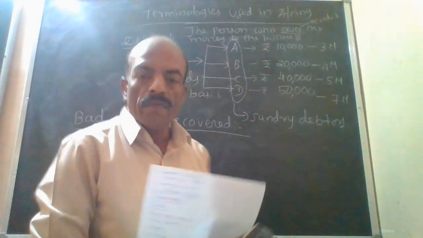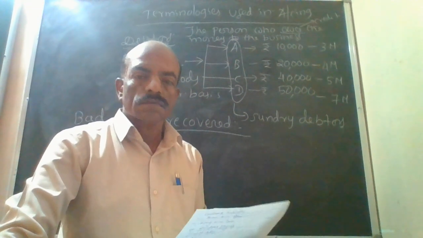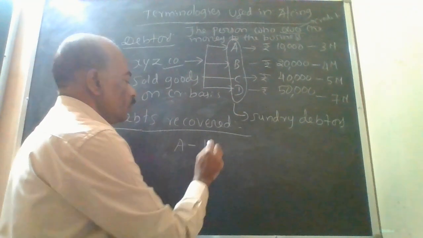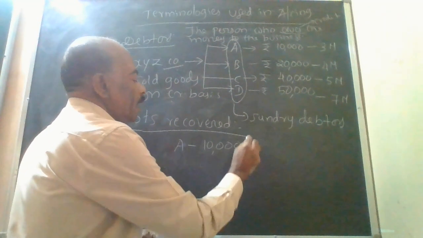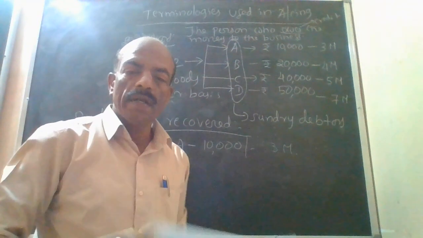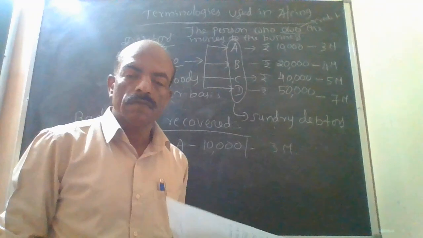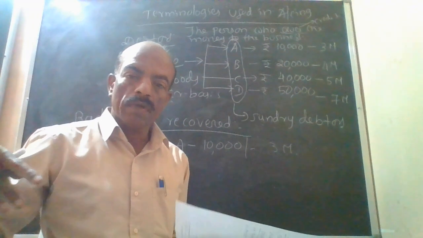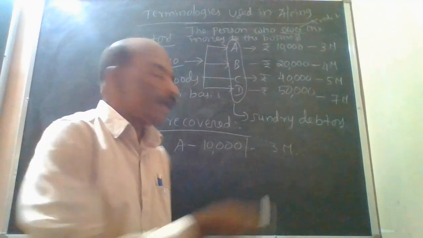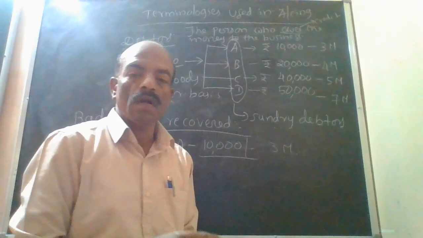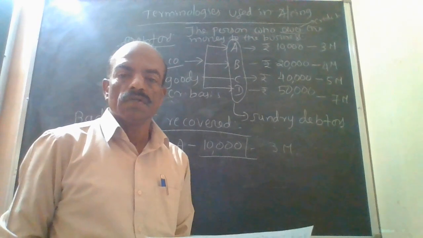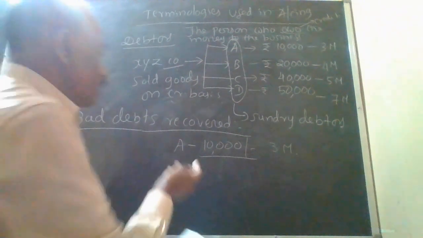So bad debts recovered means here, for example, in our case, Mr. A purchased goods worth rupees 10,000 and after 3 months he said he will go and make the payment. But he didn't pay it. He settled abroad. After 4 years or after 10 years, he will come back and he will pay the 10,000. So that is called what here? Bad debts recovered. Understood?